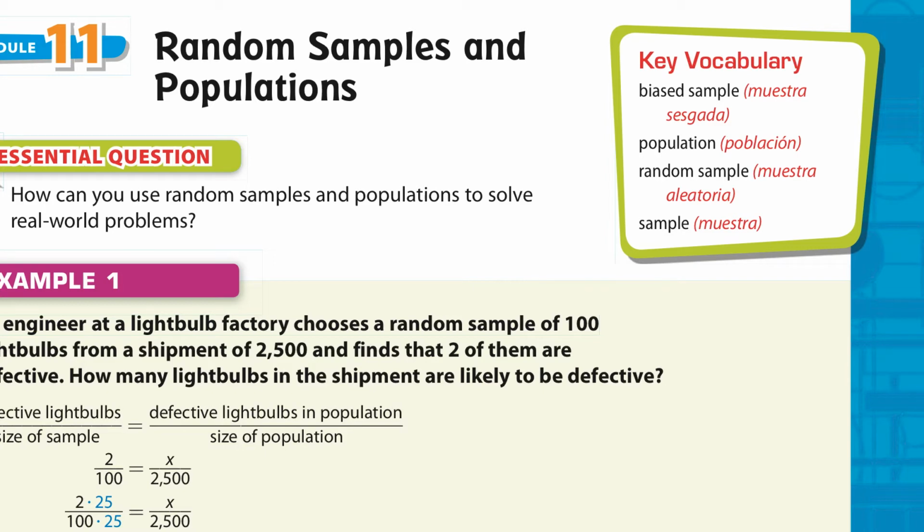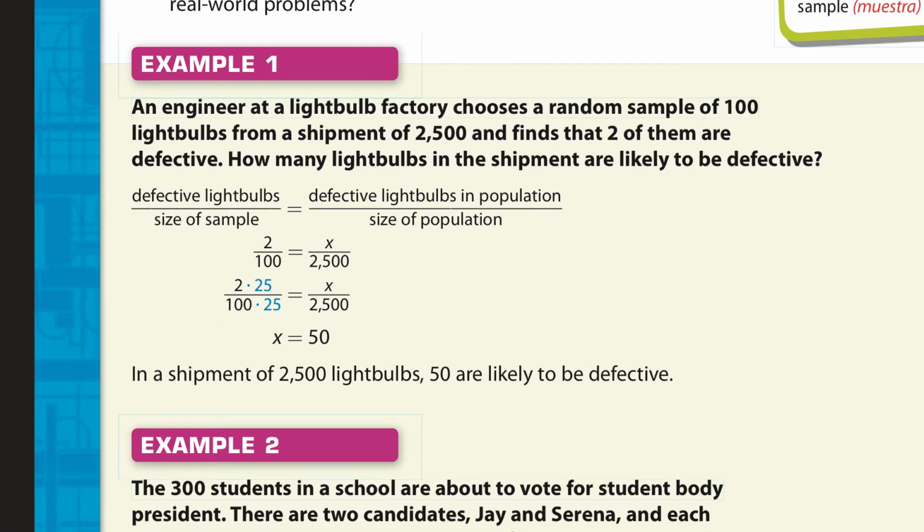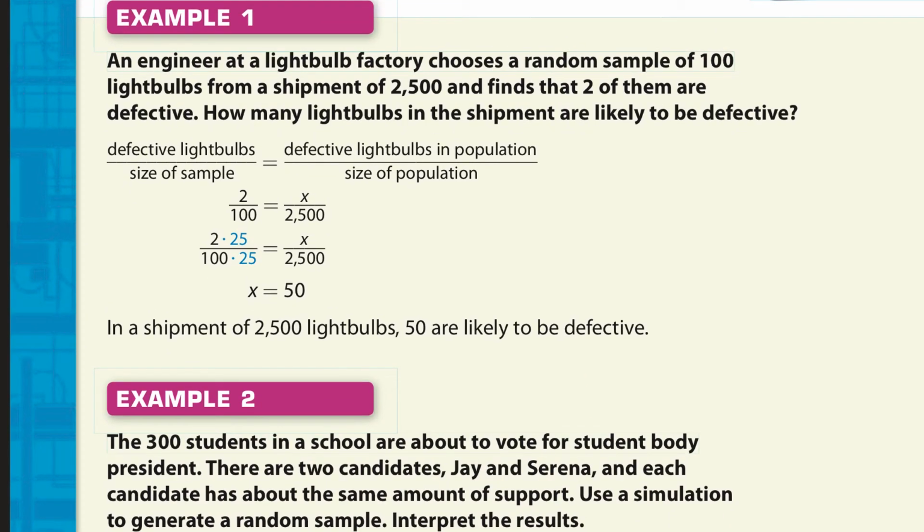What you'll see here, we'll have some uses of it, and I'll go through this quickly. An engineer in a light bulb factory chooses a random sample of 100 light bulbs from a shipment of 2,500 and finds that 2 of them are defective. How many light bulbs in the shipment are likely to be defective? So we can set up a proportion for this. 2 out of the 100, well, then how many would be out of the full 2,500? And you would solve that proportion to get 50.